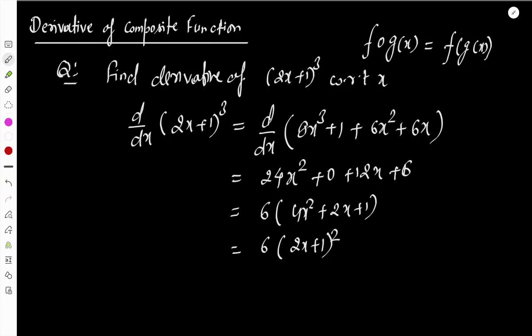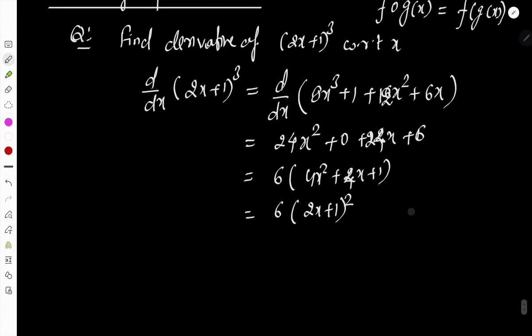I hope all okay. Here it will be 12, correct? No? It is 12x square. So it will be remaining here. Then it will be 24, correct? It will be 4x. Now all okay. So you see, we'll get this one, correct?